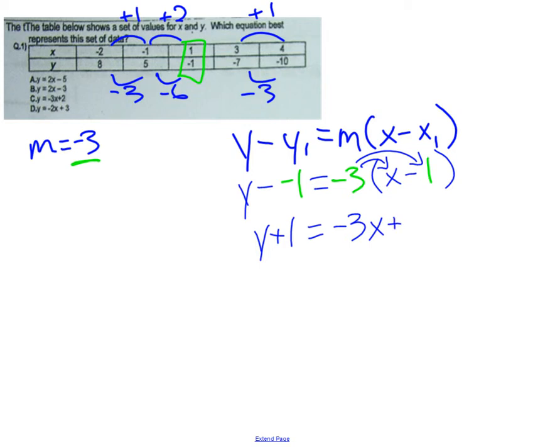is +3. And then to get this in slope-intercept form, the very last step would be to do what? To get y by itself. So we have to subtract 1 from either side. And we get y is -3x plus 2, which is answer C. Okay, so that's just a good way to check it, because even though obviously we knew that answer was C. All right, 1 down, 32 to go.